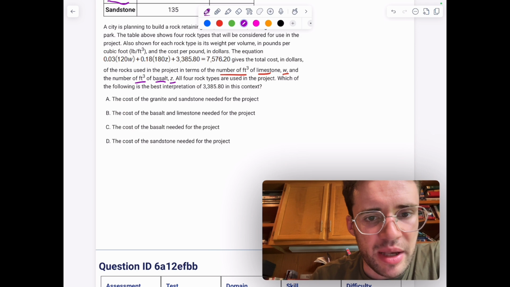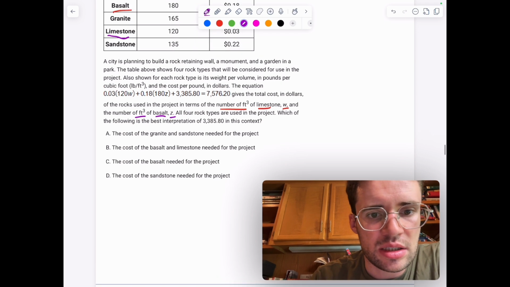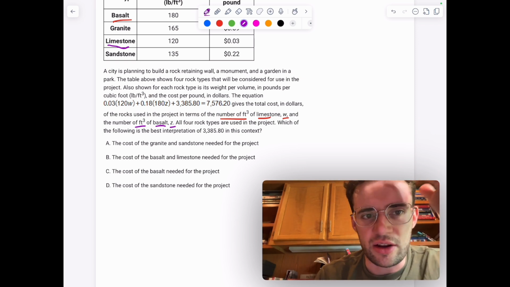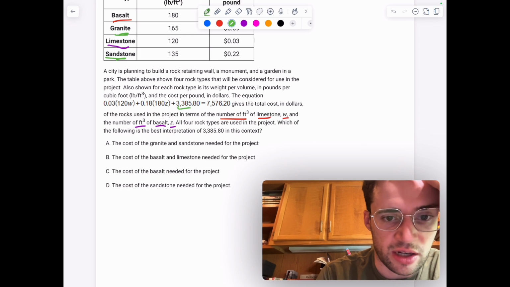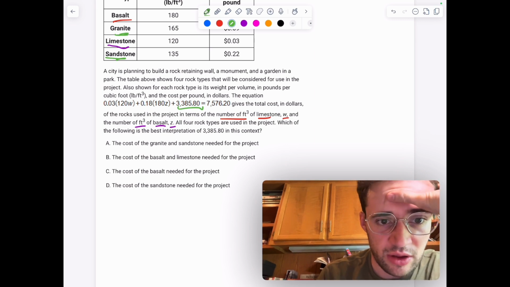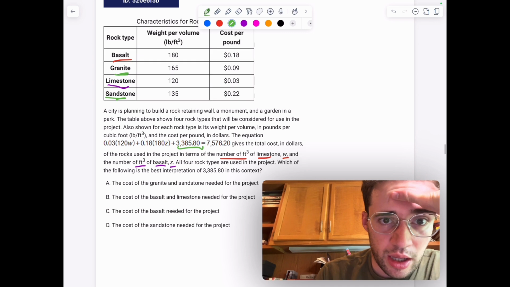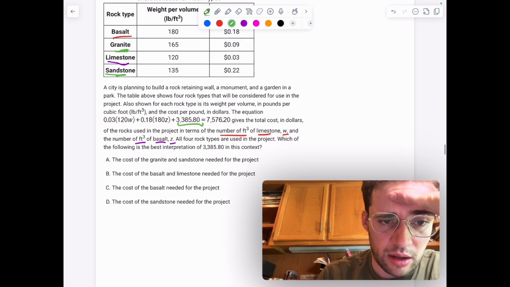Which of the following is the best interpretation of 3,385.80 in this context? I assume that just means that they already did the calculation for the other 2 types of rock, like the granite and the sandstone, so those are factored into the 3,385. Because for the other ones, what are they taking? They're taking the price per pound and then weight per volume times the volume, because they give you the volume.